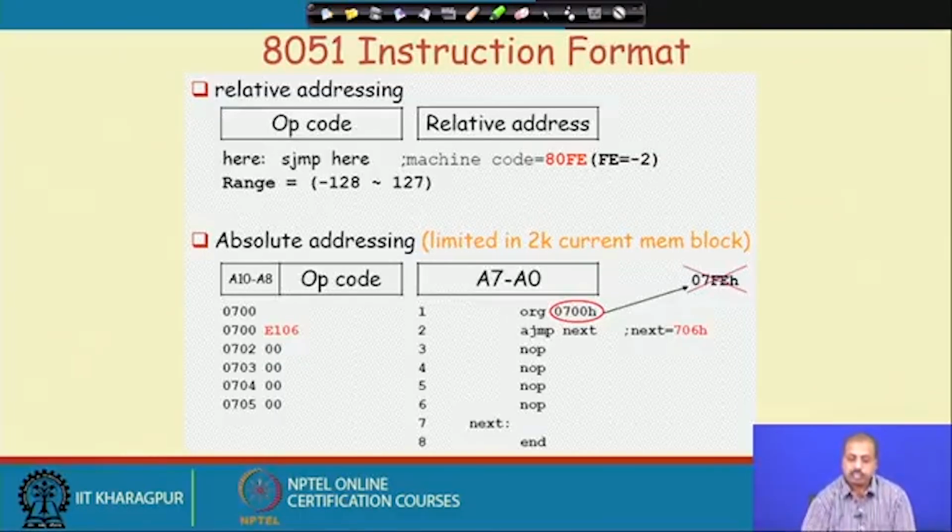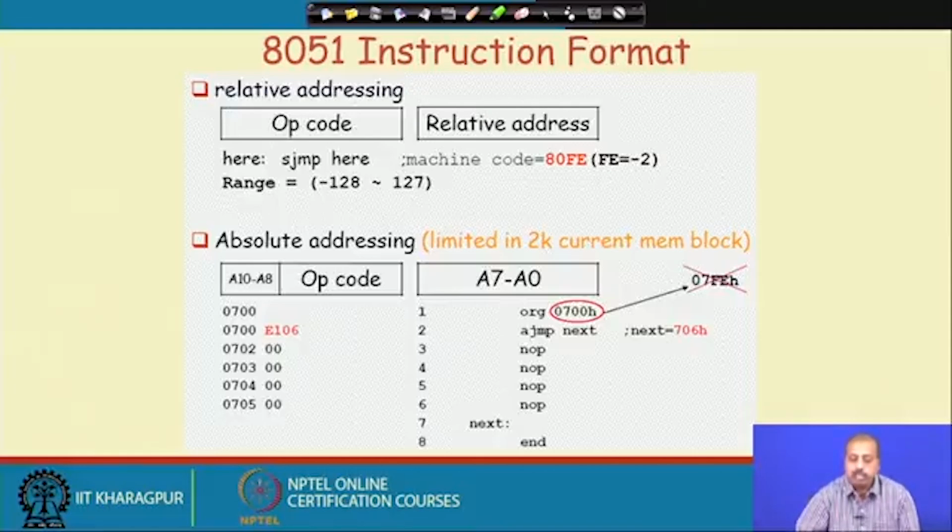So, this relative jump will be like this: the SJMP instruction, and then the address where you want to jump. The SJMP structure is the opcode followed by a relative address, and this relative address is in the range of -128 to +127. So, you can jump within 256 locations from the current location. You can go back at most 128 bytes and come forward at most 127 bytes.